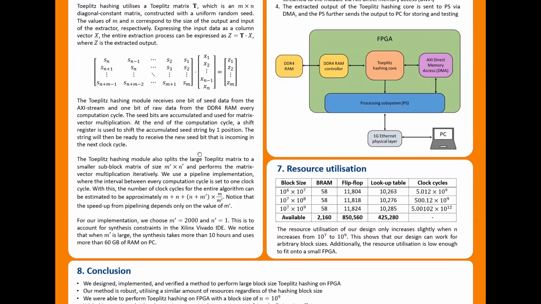The Toeplitz hashing call also splits the large Toeplitz matrix into smaller subblock sizes of m prime by n prime. The number of clock cycles our algorithm takes can be estimated using this equation. Notice that the speed up from pipelining depends only on the value of m prime.